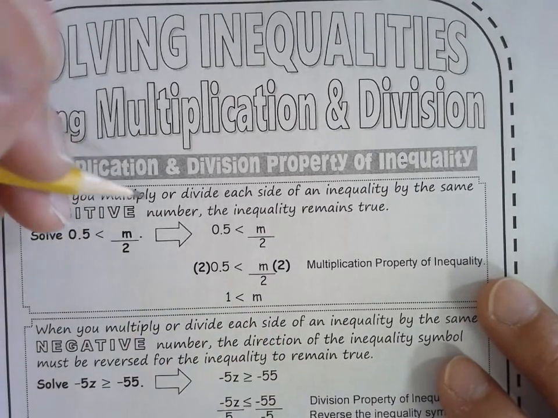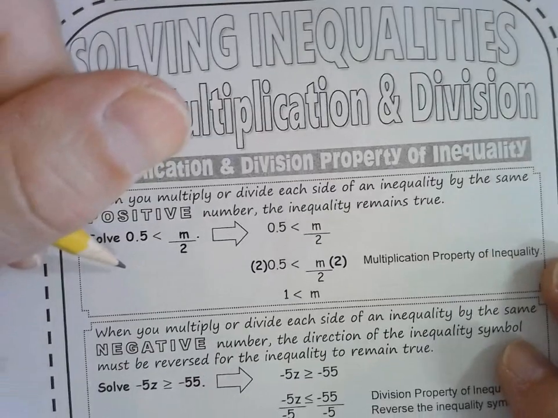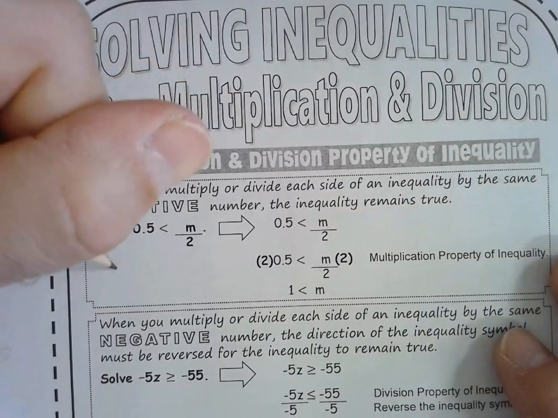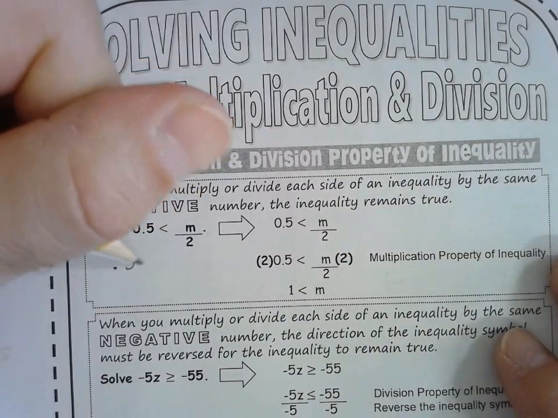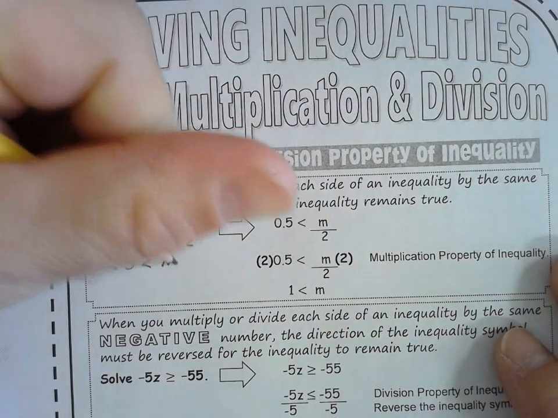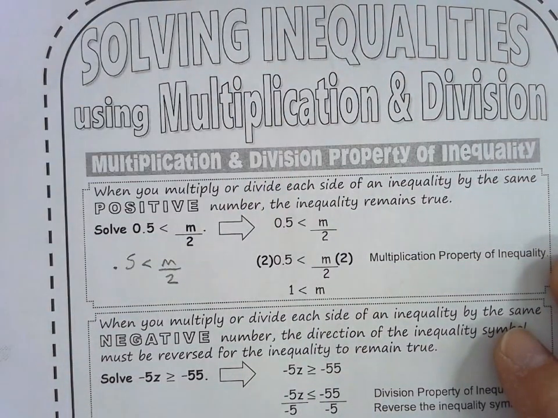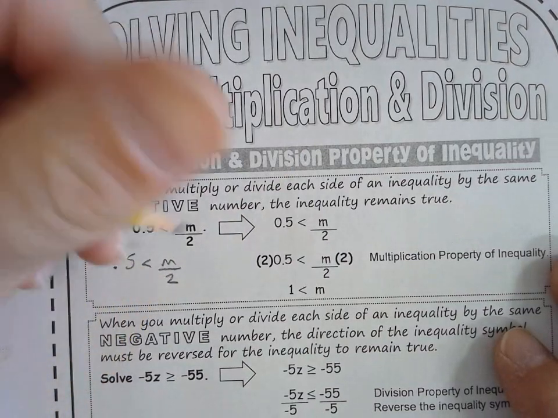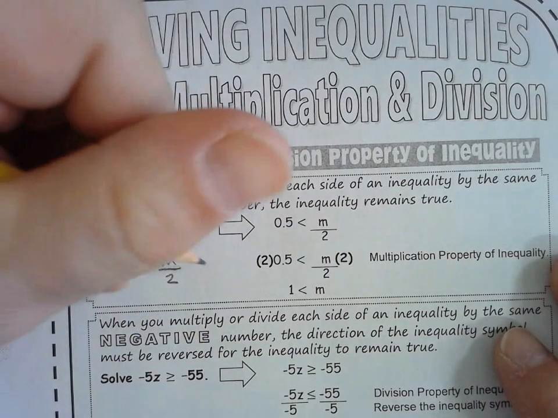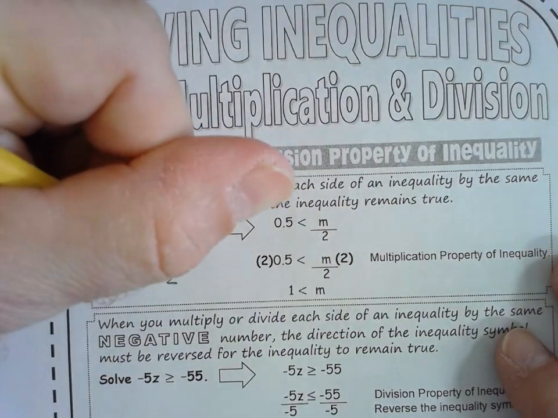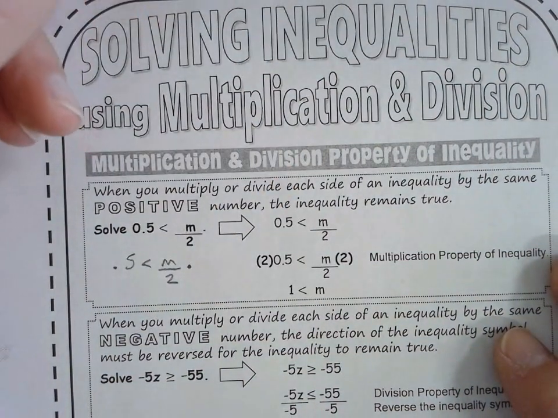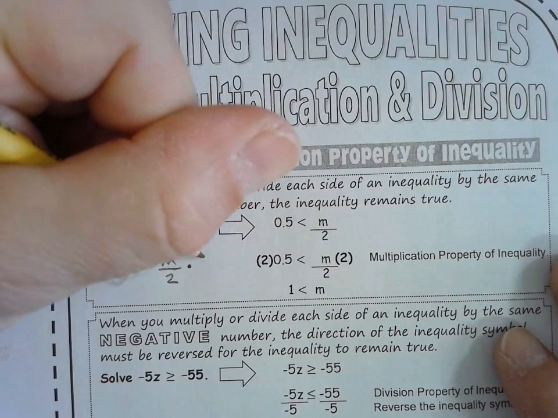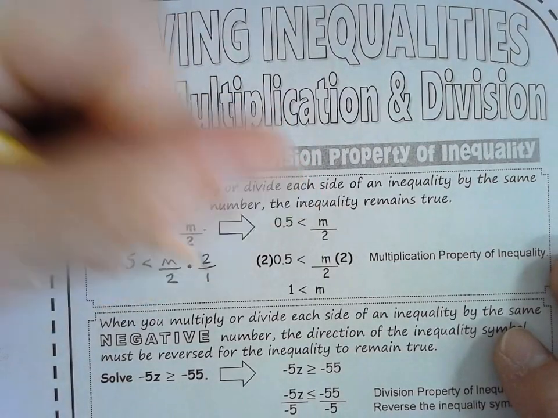Okay, the way I want you guys to show it, let's write this over here. 0.5 is less than m over 2. The way I want you to show it is this is division, m divided by 2. The opposite of division is multiplication. So, there's the lawnmower going by. Okay, you're going to multiply by 2 over 1.